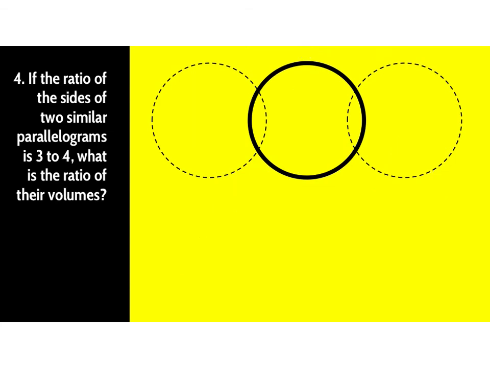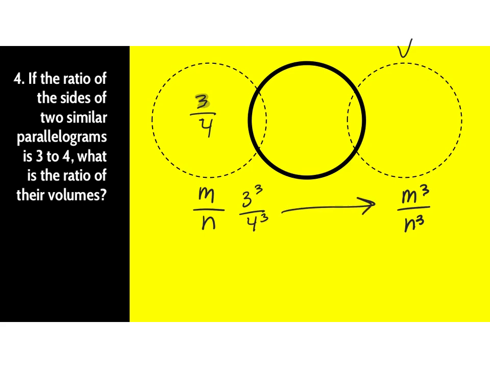If the ratio of the sides of two similar parallelograms, it should say prisms, is 3:4, what is the ratio of their volumes? So if it's talking about sides, we have 3:4, which remember is our m to n, and we want the volume, which is m cubed to n cubed. So I'm going to take 3 and cube it. I'm going to take 4 and cube it to give me m cubed, n cubed. 3 cubed is 27, 4 cubed is 64. So that is the ratio of their volumes.